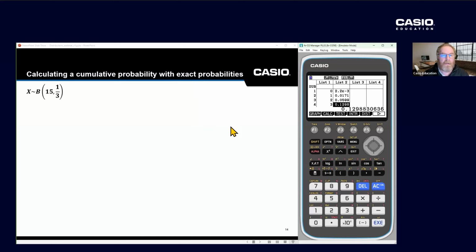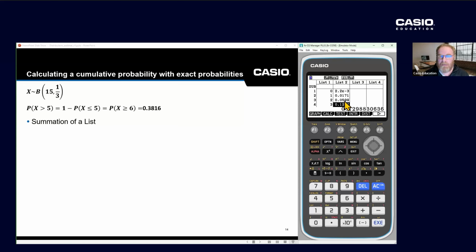Okay. So next thing we can do is calculate a cumulative probability with exact values. So it's the same distribution. This time, this is the second part of the question, which is more than 5. Okay, we know that we can do 1 subtract 5 or less. Or actually, what we're trying to calculate is x is 6 or more. Okay, so we can sum a list.